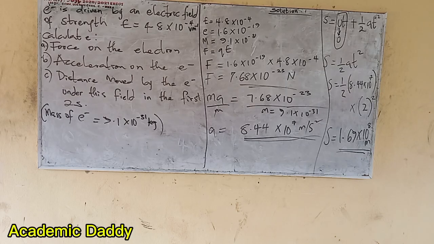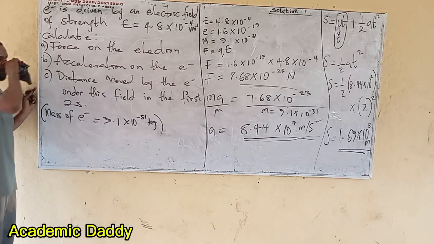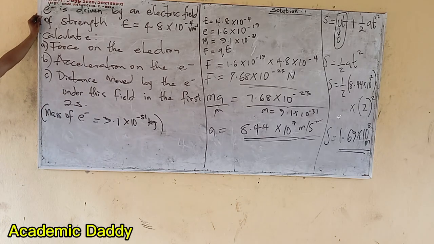Number 6, calculate the positive total force between two protons in the nucleus of zinc. Okay, this one is simple now, but let's do it. This one is the normal principle. They are just telling us to use the normal principle.